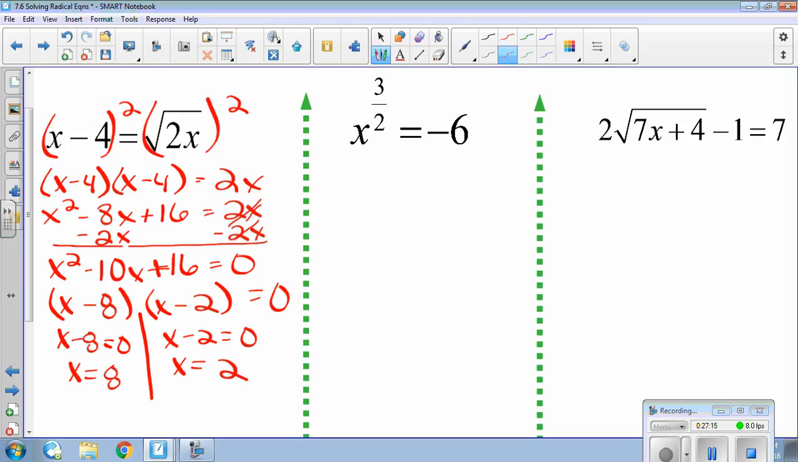If I plug in 2 right here, I'll have 2 minus 4, which is negative 2. So then you end up with a negative 2 equals the square root. Can't happen. x equals positive 2 doesn't work. But when you plug in x equals 8, that's 8 minus 4, which is 4. And then you have the square root of 2 times 4, which is 16. Square root of 16 is 4. So x equals 8 works.